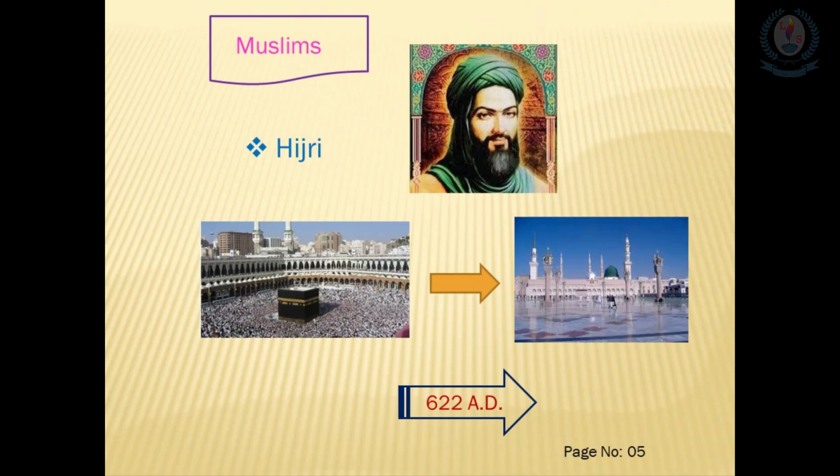Muslims also use another method to measure the time of history. It is Hijri years. It started in 622 AD. It was the year in which Prophet Muhammad, the leader of the Islam religion, arrived in the city of Medina from Mecca. It was 622 AD. The method was called Hijri years.